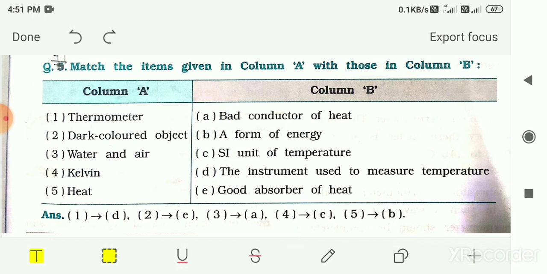Then the last one is fifth number, heat. So heat is a form of energy. It is one kind of energy. So with that, option B will come.